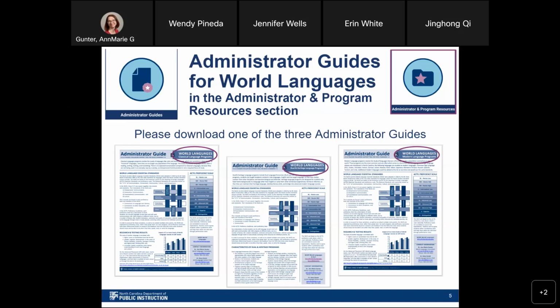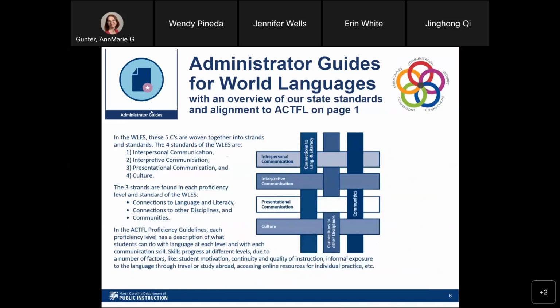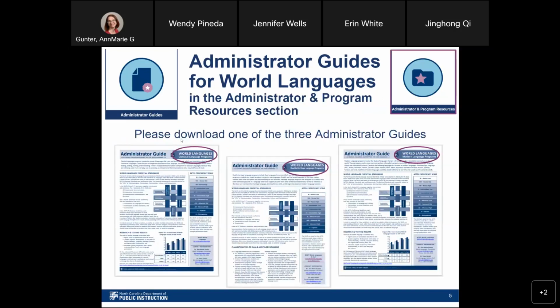I will also make these slides available in addition to the handout that I have. And you will note that the slides themselves actually link directly over to the spaces we're talking about. So for example, if I click on the administrator guides, it takes me over to that space. So I'm going to wait just a moment so you can get the administrator guide together.